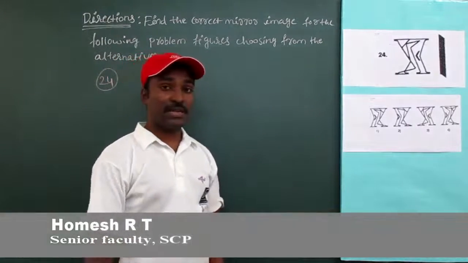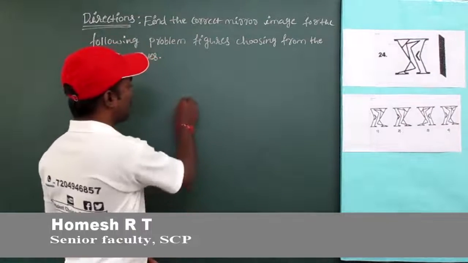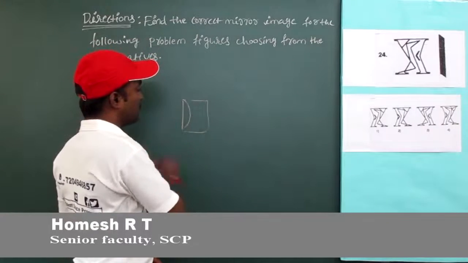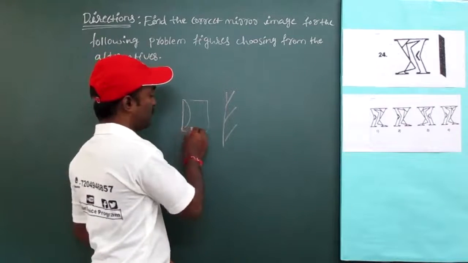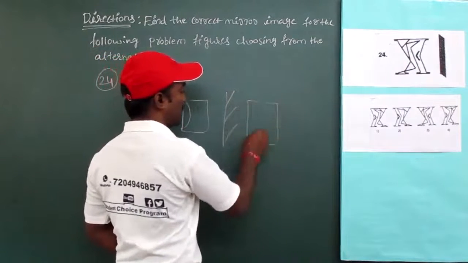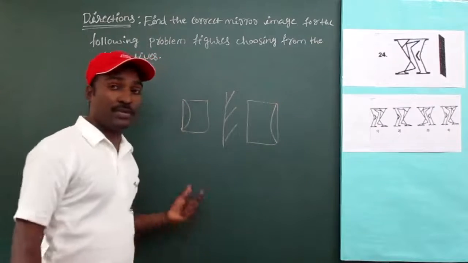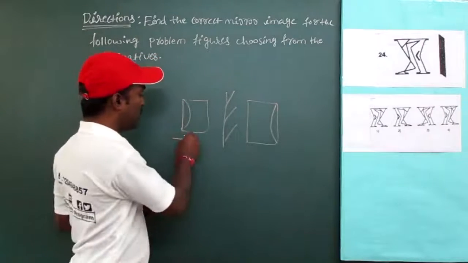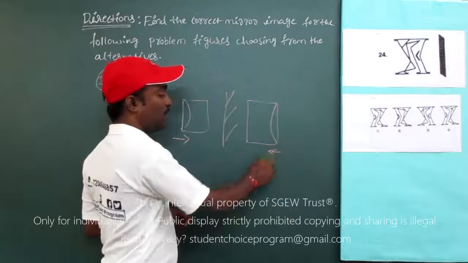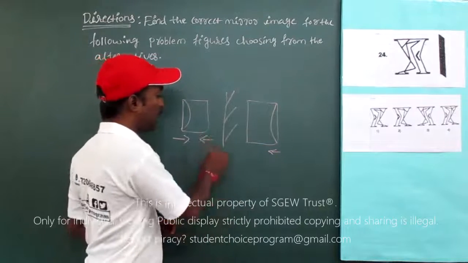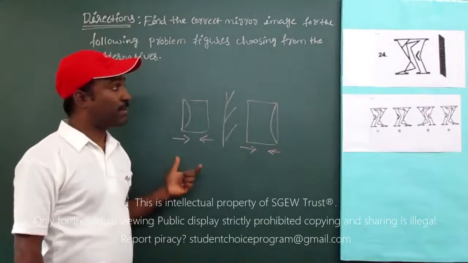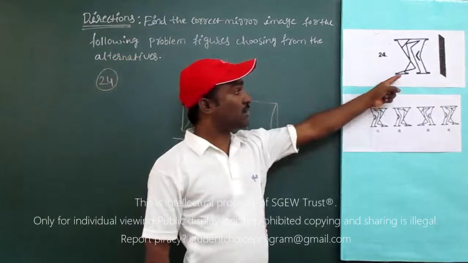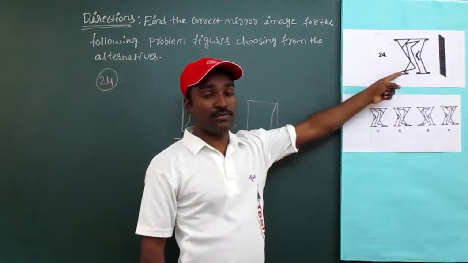So in the previous example, how did we solve? For example, this is the given figure. The mirror is placed like this. Then the mirror image of this figure will appear like this. What we said in the previous example: the beginning part will become the ending part and the ending part will become the beginning part. So this can help to find the mirror image for this given figure.